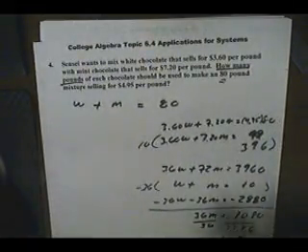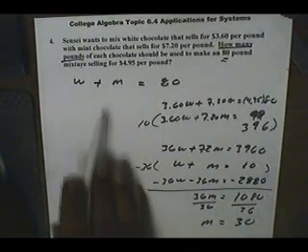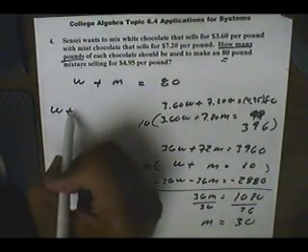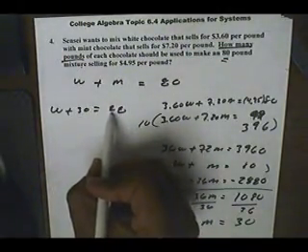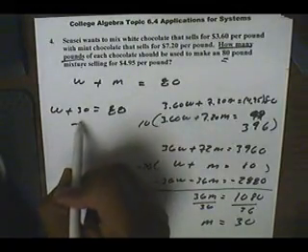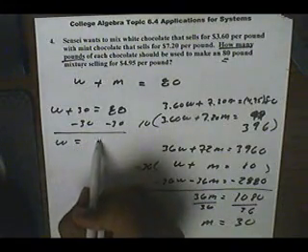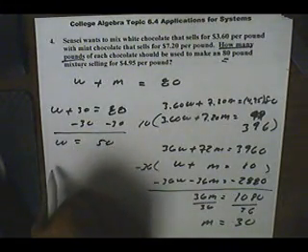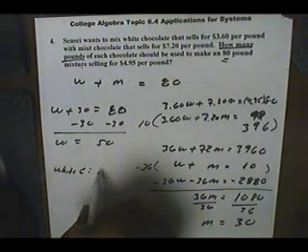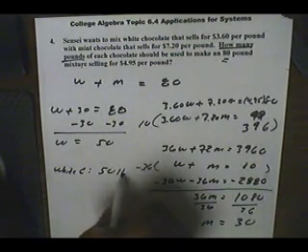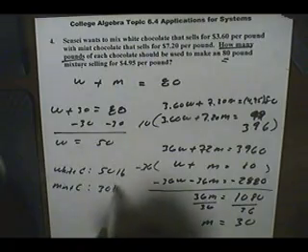Now let's go back and get the W. Okay, so we'll put 30 pounds here, so we'll have W plus 30 equals 80. And we'll subtract 30 from both sides, and W will equal 50 pounds. So for the white chocolate, that's going to be 50 pounds, and for the mint chocolate, we're going to need 30 pounds.